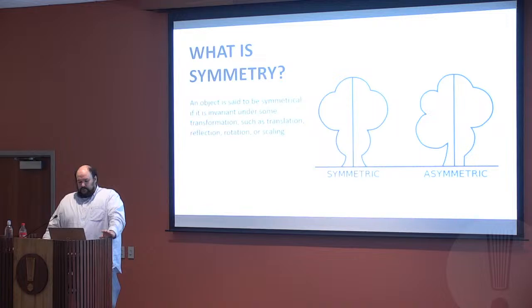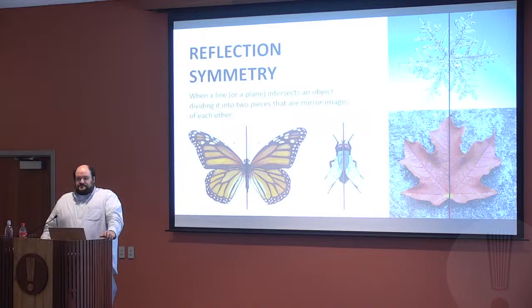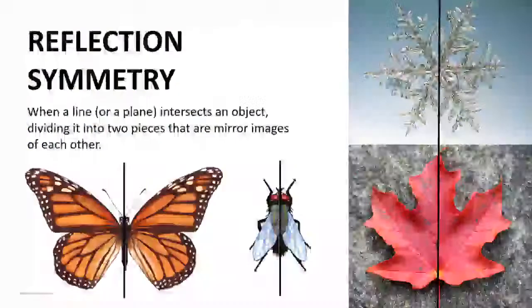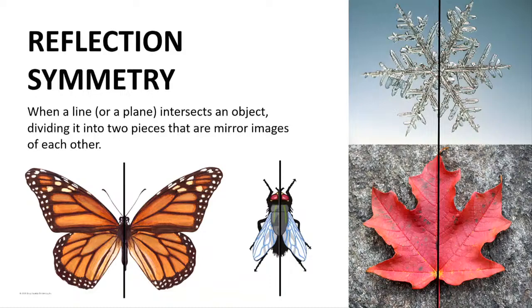So where do we see symmetry in nature? First of all, this reflection symmetry, or symmetry along that axis, is one example. When a line, or a plane if we're talking about three-dimensional objects, intersects an object, dividing it into two pieces that are mirror images of each other, the object is said to have reflection symmetry. And we see a lot of that with things like this leaf or insects. Even the human body has that reflection symmetry.